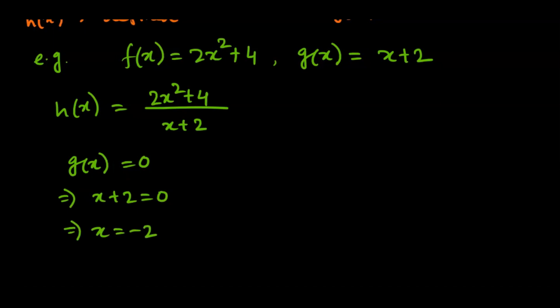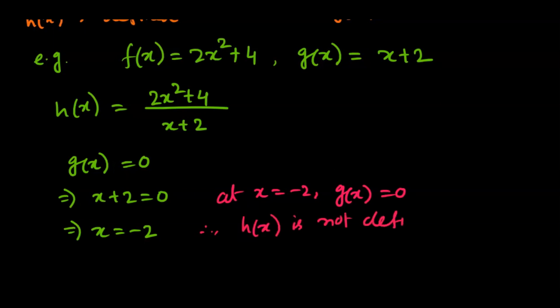So at x equal to minus 2, g(x) is equal to 0. Therefore, h(x) is not defined at x equal to minus 2. So this rational function h(x) is defined from R minus {-2} to R.